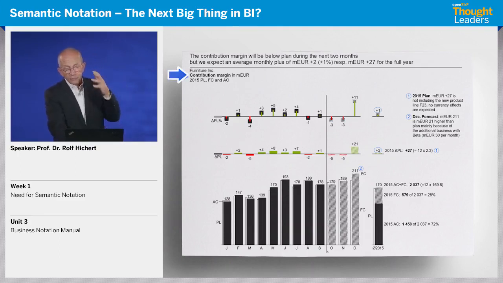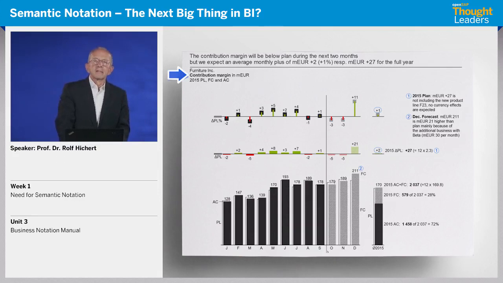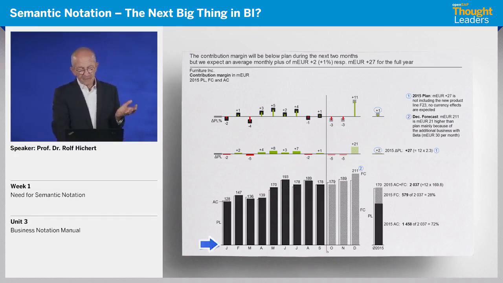And then he said, number 3 of the basic semantic rules, we have a clear title concept. Here it starts with the company and then the measure and then some information about time and scenarios. And the next one, time is going from left to right. Structure is from top down.